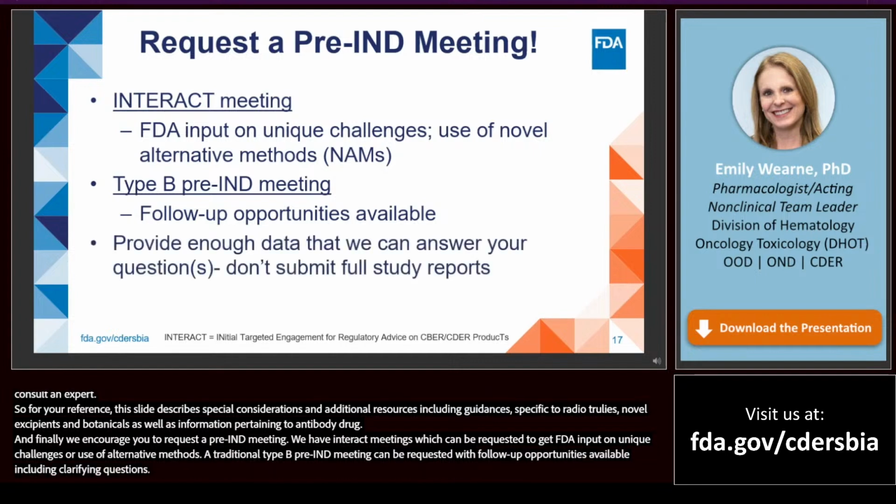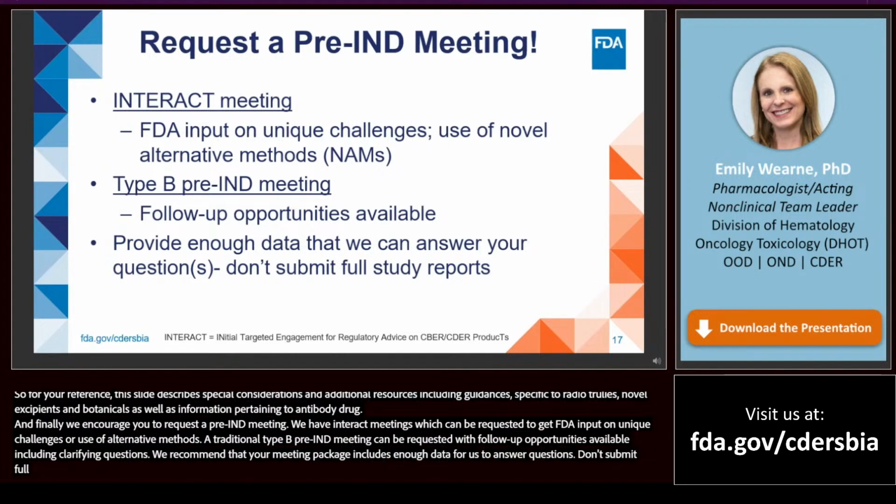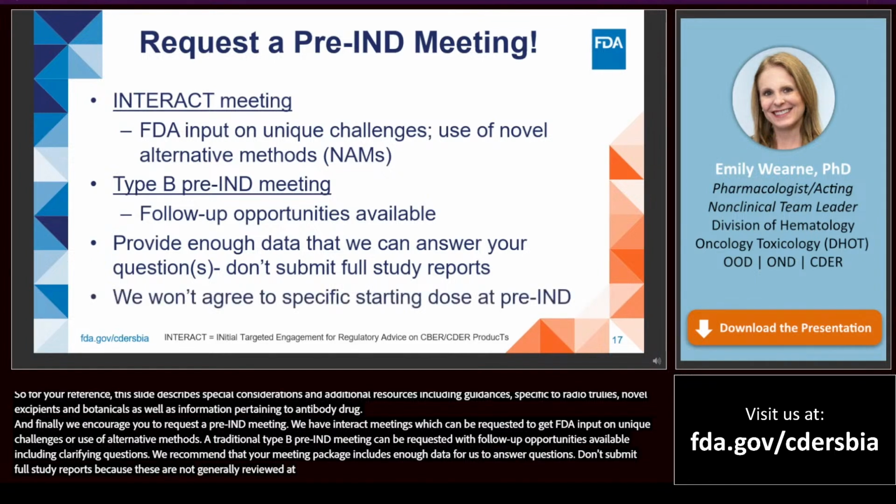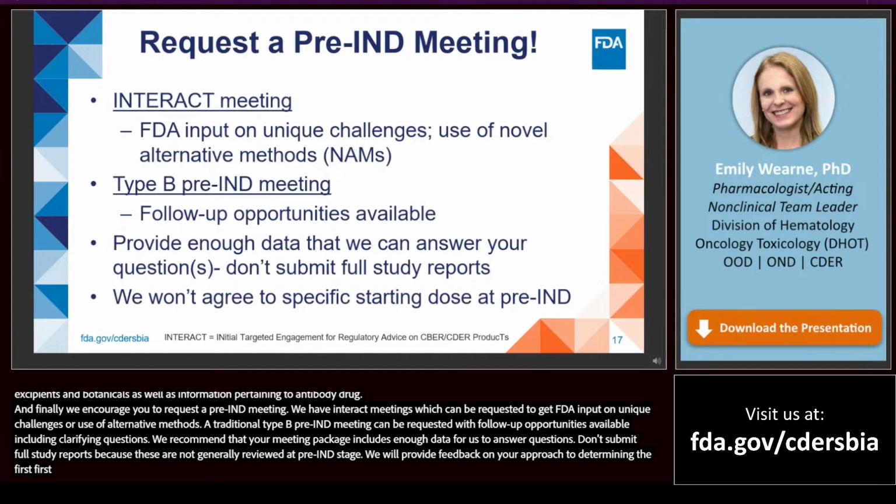We recommend that your meeting package includes enough data for us to answer your questions, but don't submit full study reports, as these are generally not reviewed at the pre-IND stage. In addition, although we will provide feedback on your proposed approach to determining the first-in-human starting dose, we will not agree to a specific starting dose at the pre-IND stage because we have not yet reviewed the full study reports.